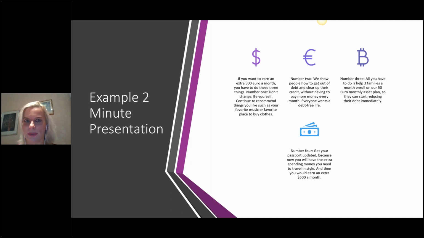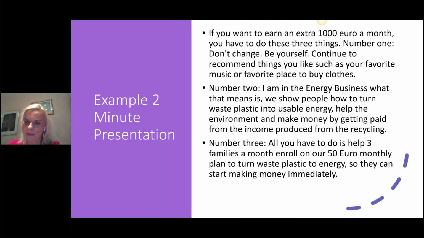Okay, because I don't want to have another job. Because I don't want to do any sales business or go door to door or whatever. Oh, I don't have to change. So now the prospect is open, right? And now the second thing is we show people how to get out of debt. So you're explaining basically, yeah. That means we're making money. Clear up their credit. We don't want to have so much credit on our credit card or debit or whatever, without having to pay more money every month. Everyone wants to have a debt-free life. Number 3, all you have to do is help 3 families. So I show 3 families how to also get rid of their debt and accumulate assets where they can get paid from. That sounds like a deal. And on top of it, I can travel in style. Sounds just about right.